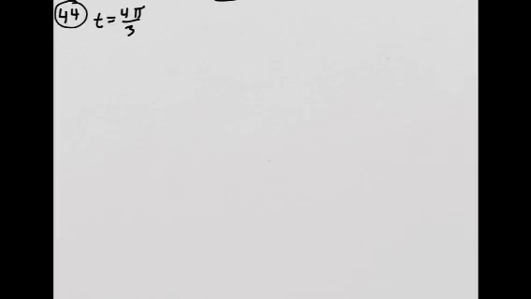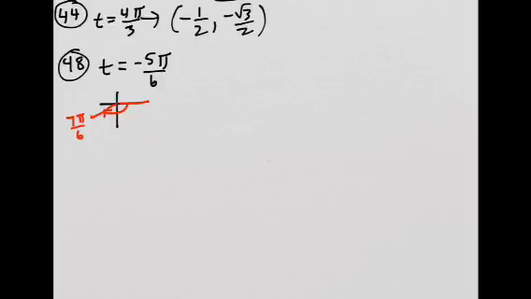So what is 44 asking? It's asking for the coordinates on the unit circle that correspond to 4 pi over 3. So this is quadrant 3, so it's going to be negative 1/2, negative radical 3 over 2, and that's it. So negative 5 pi over 6, again, negative means that you're going clockwise, so I have it right there in that red orangey color. And so that angle corresponds to 7 pi over 6 on the unit circle. This angle and this angle are coterminal. So the coordinates for this would be negative radical 3 over 2, negative 1/2.